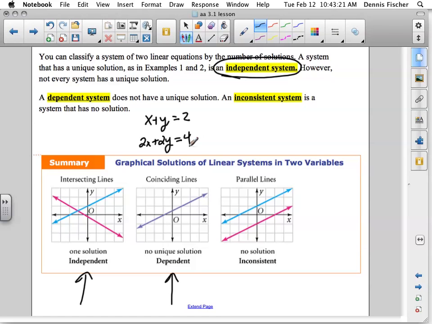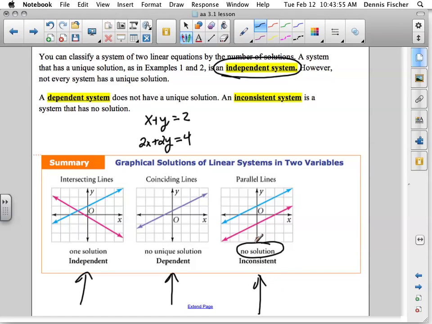Now the third solution here is inconsistent. An inconsistent solution is one where the lines are parallel to each other. Now how do two lines become parallel? Same slope and different y-intercept. If two lines have the same slope and different y-intercept, then they are parallel. This one will have no solution. That means there is not a point that will work in that system of equations.